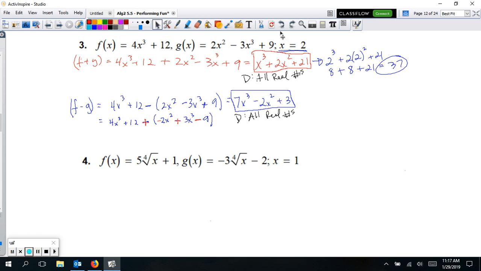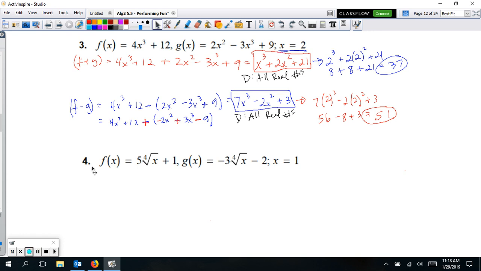Plugging 2 into this one, we're going to cube it here, and we're going to square it here again. So this is going to be 8, but we've got to multiply 8 times 7. Now it's going to be 56 for this first number. And this will be a negative 8 this time here, and then plus the 3. So 56 minus 8 plus 3. We'll subtract those first two, then add 3. That's going to give us 51. So 51 is that one.